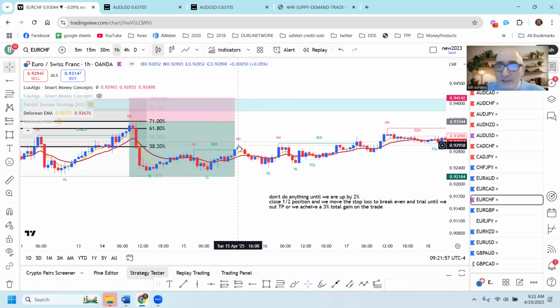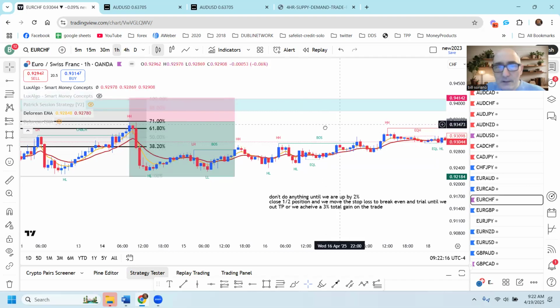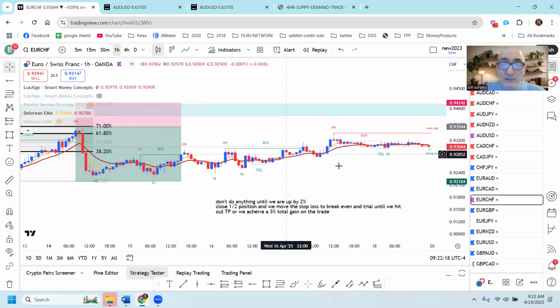Because in order for that to be valid, you would have to get a move down and you would have to get a close below here. And the same thing happens here. You really don't get a candle close below this area here. So that means that this area here is not a valid trailing stop area for me. Okay, so you really have no valid trailing stop area.